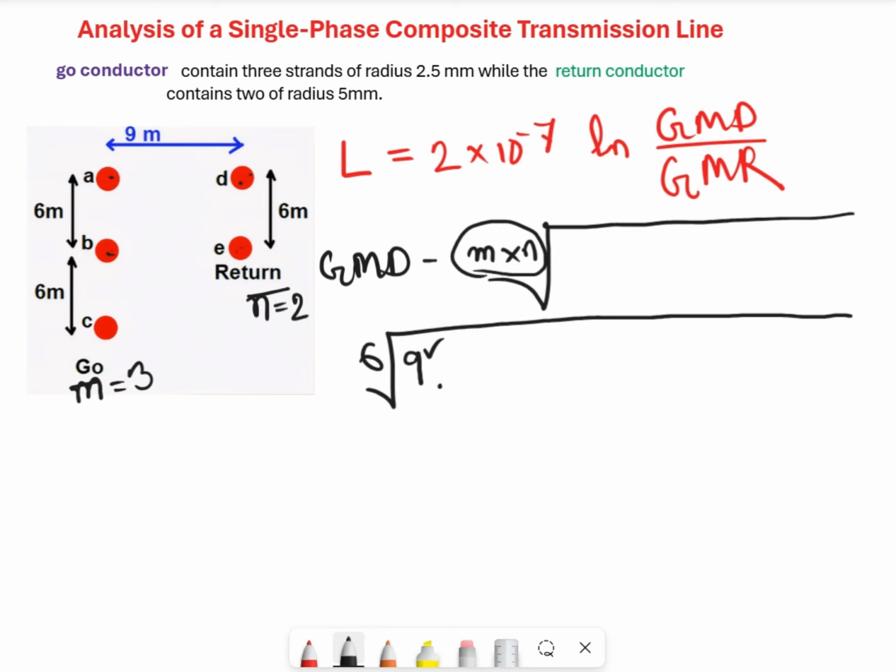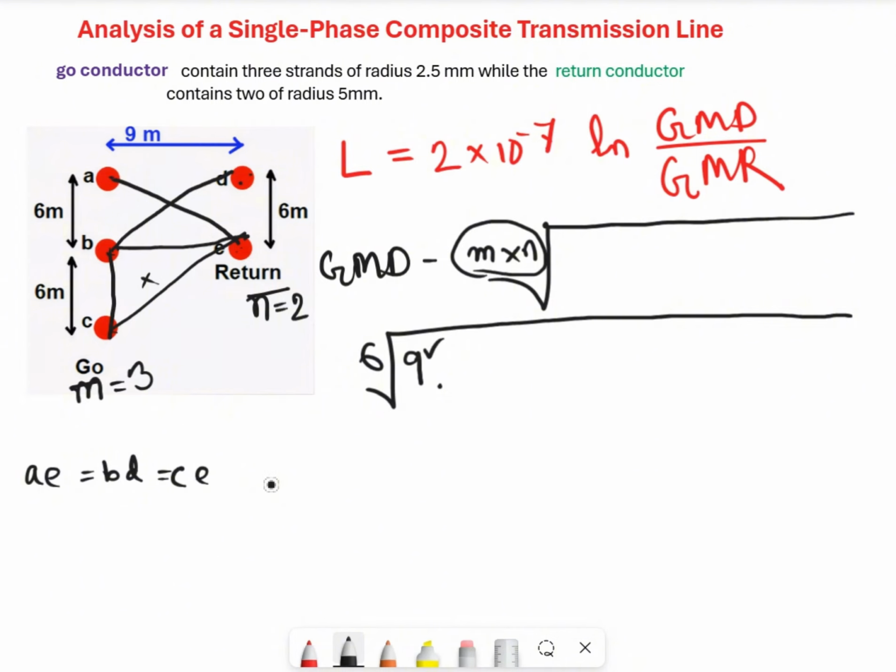Now it's time to determine the value of BD and CE as well as AE. These are equal in distance, so AE is equal to BD is equal to CE. These are equal in distance. And if you consider, here is a right angle triangle, similar for the other 2 distances. So this is the right angle triangle.